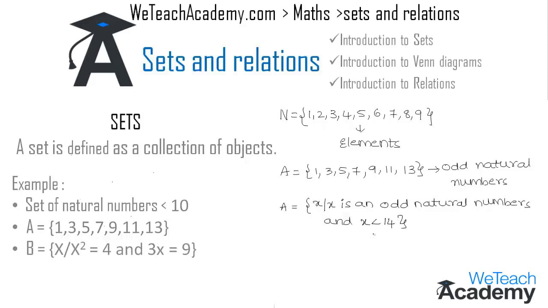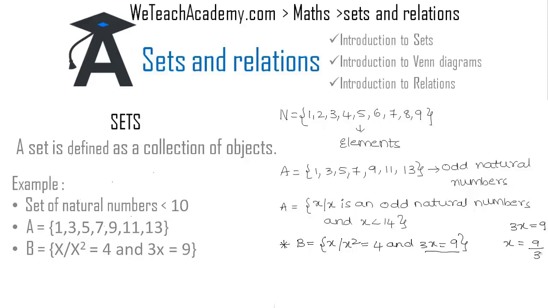And now let us solve the next example. Here we have another example: B is equal to {x such that x square is equal to 4}, and the given condition is 3x equal to 9. Let us find the value of x by using the given condition 3x is equal to 9. By transferring 3 to the other side, we get x equal to 9 divided by 3. On simplifying, 3 1 times is 3 and 3 3 times is 9, and we get the x value as 3.